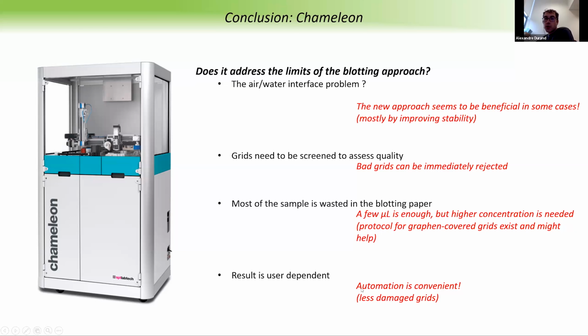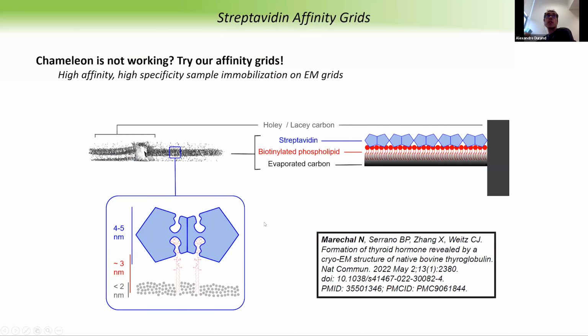Automation is a very nice feature, and indeed it's much easier to handle once you know how to use it, and there is much less damage and grids which are rejected because of bad handling of the grid from the user. Just to finish, unfortunately, it's still not a silver bullet, but we have other solutions to address very difficult samples. We propose streptavidin affinity grids, but I guess this will be the topic of the next presentation.